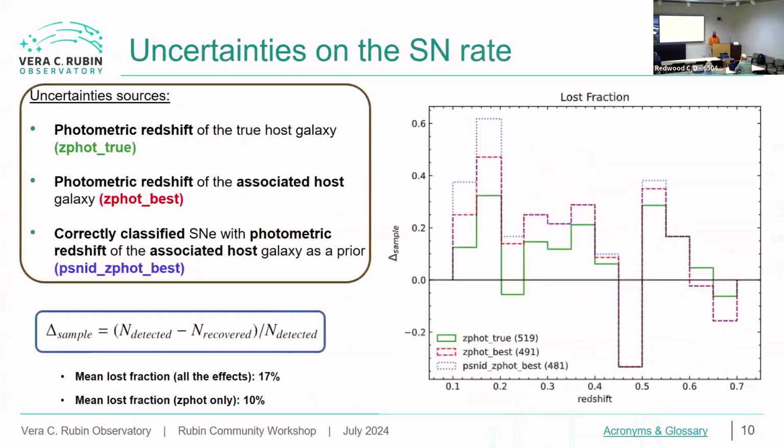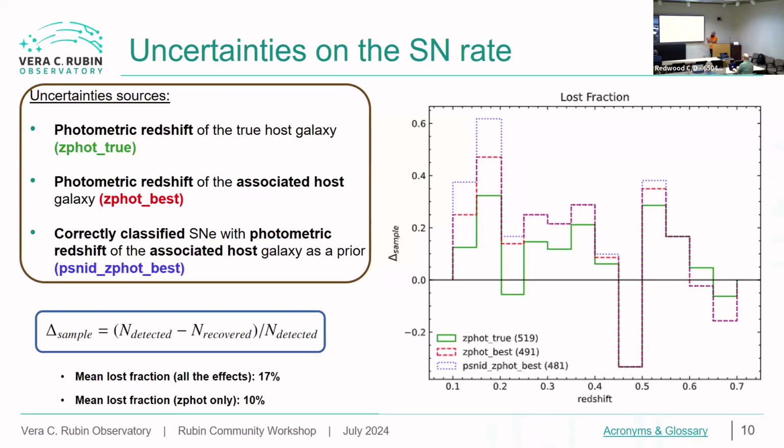So now the effect that we can try to look at is looking separately at the photometric redshift, the photometric redshift plus misassociation, and then also the effect of the classification. You can try to quantify how many supernovae you are losing from the original catalog. And in this graph here, you have the lost fraction as a function of redshift. So how many supernovae you have less with respect to the original one. So it is just the difference between detected and recovered, normalized with the number of detected supernovae.